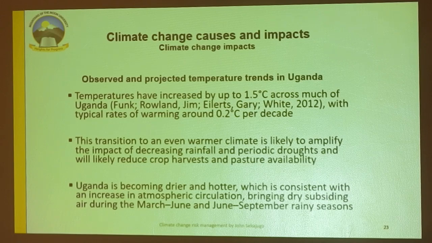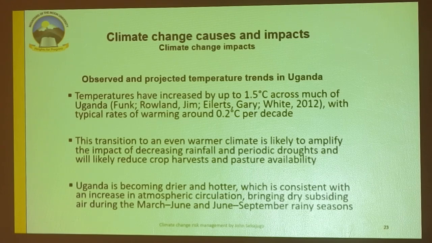Of course, we have climate changes being predicted and being observed in different places. Here I give you the case for Uganda, where I give you a snapshot of the observed and projected temperature trends in Uganda. Okay? And we have seen temperatures increase by up to 1.5 degrees centigrade across much of the Ugandan areas, and that's according to FANG, with typical rates of warming around 0.2 per decade.